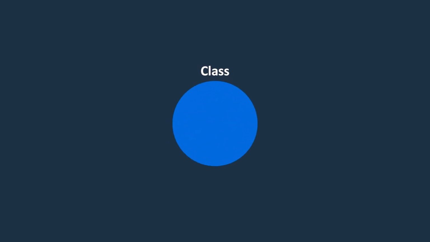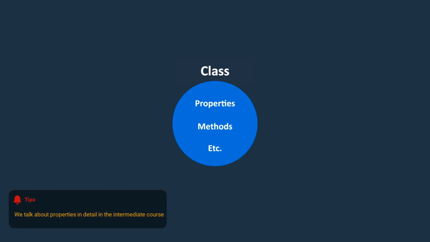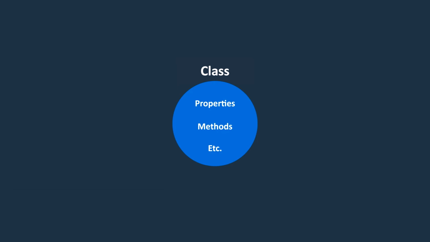Alright, in C#, a class is a data structure that combines properties, methods, etc. into a single unit. But what does that exactly mean? Let's explore this concept with an example. Suppose we're building an application for a football club and we need to structure its players' information. So we can create a class called player and define the information we need to know about the player, such as their name and jersey number.